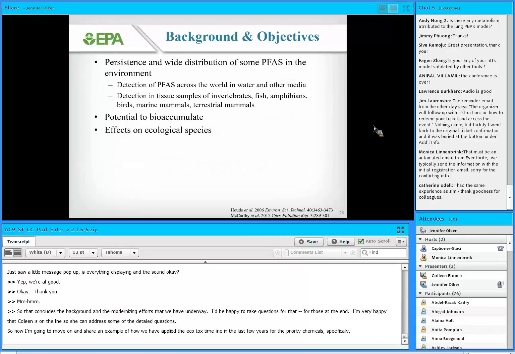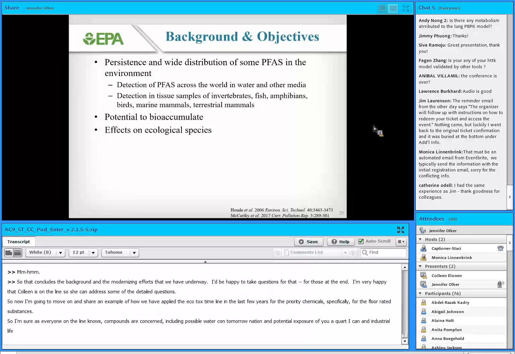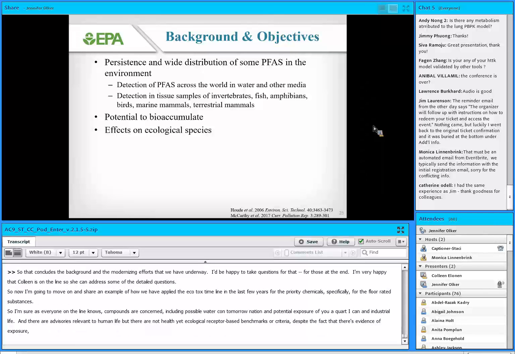So as I'm sure everyone on the line knows, perfluorinated compounds are of concern, including possible water contamination and potential exposure of aquatic and terrestrial life. And there are drinking water health advisories for PFOS and PFOA relevant to human health, but there are not yet ecological receptor-based benchmarks or criteria, despite the fact that there is evidence of exposure, there's a potential to bioaccumulate, and there are a variety of other effects documented on ecological species.